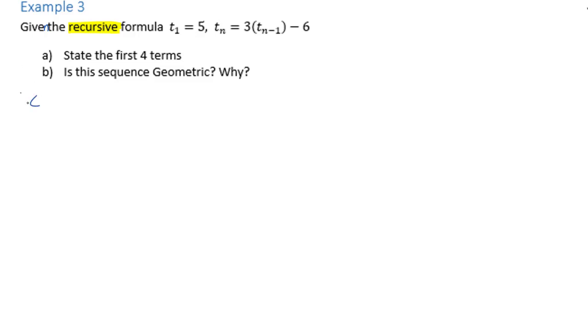All right, so let's go here. We already know the first term, right? They tell us term 1 is 5. Now, how do we find term 2? Well, think about it. We're going to replace this with a 2, and this would be the previous term, so 2 minus 1 is 1, so term 1. So to find any term, it's 3 times the previous term minus 6. So 3 times the previous term, which is 5, minus 6. So 3 times 5 is 15, and 15 minus 6 is 9.